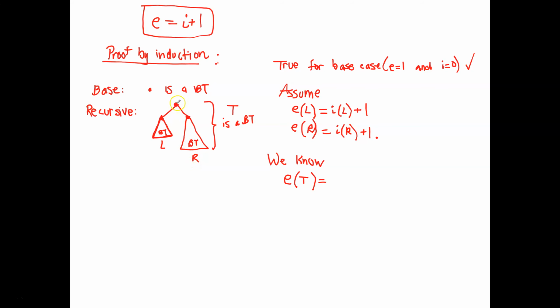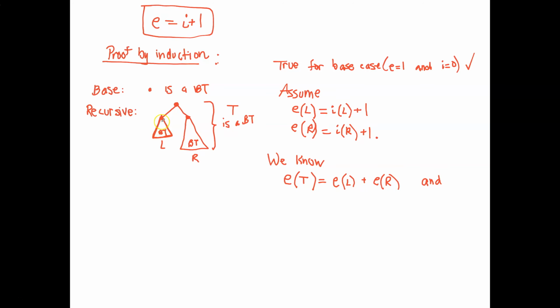Note that this root node does have children, so that's not contributing to that number. So however many external nodes we have in this entire thing is based on how many we have in the left subtree plus however many we have in the right subtree. So we can use this later. And we can do the same thing for internal nodes. Remember, internal means it has at least one child.